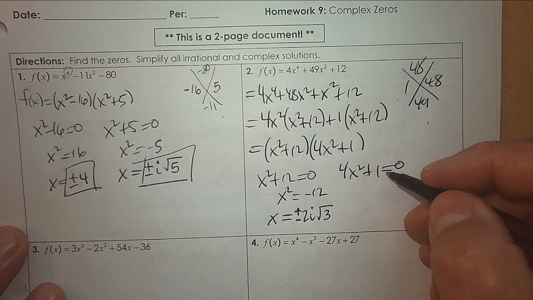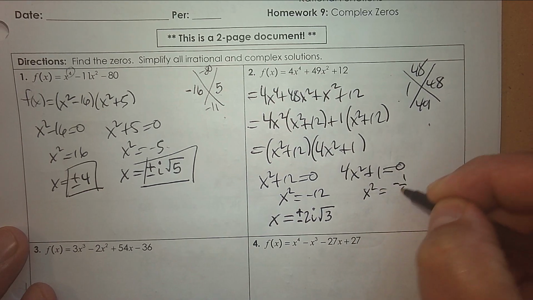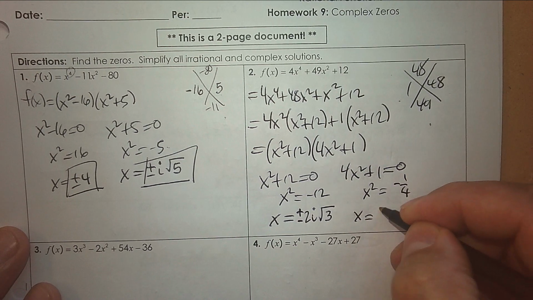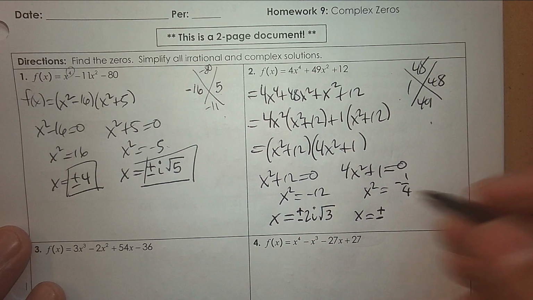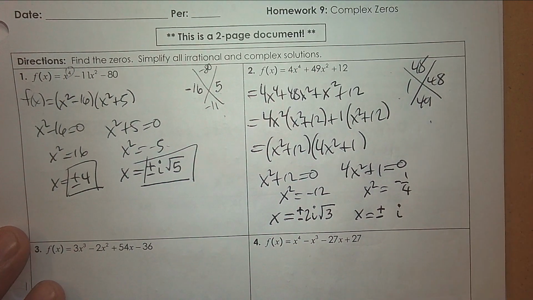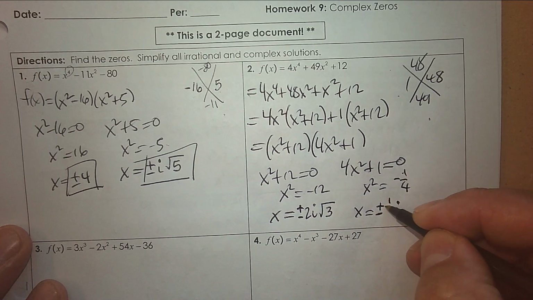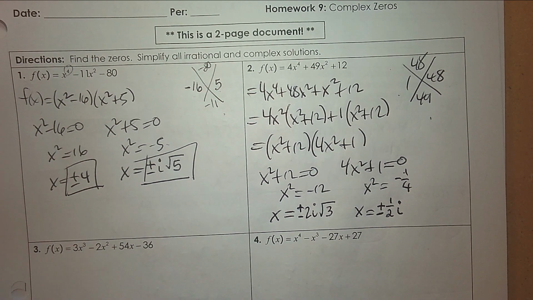For the second one, I'm going to subtract 1 and then divide by 4. When I take the square root here, again the answer is positive or negative. The square root of a negative number is imaginary, so it needs an i. And the square root of 1 and the square root of 4 leaves me with positive and negative 1/2 i.